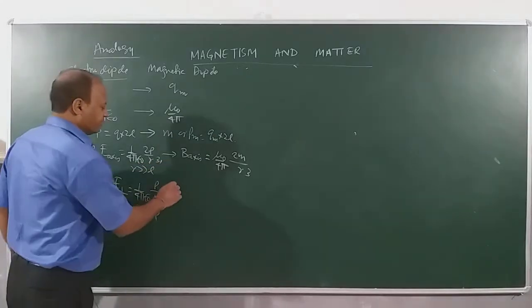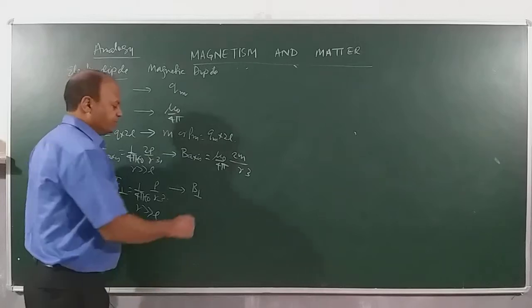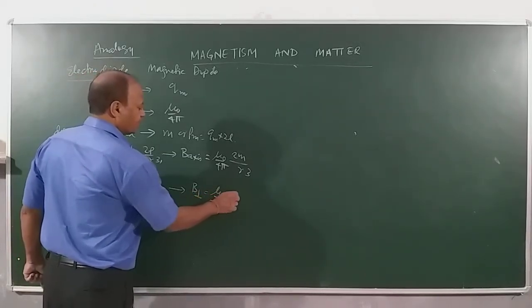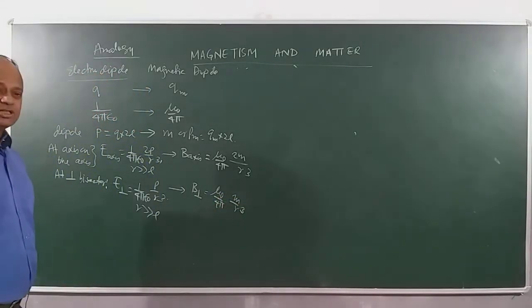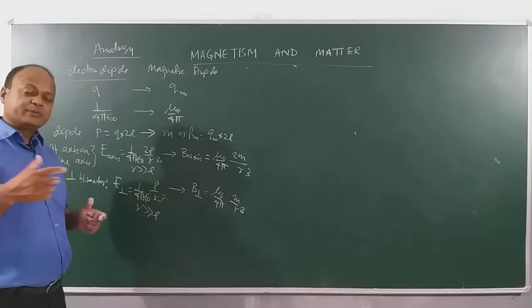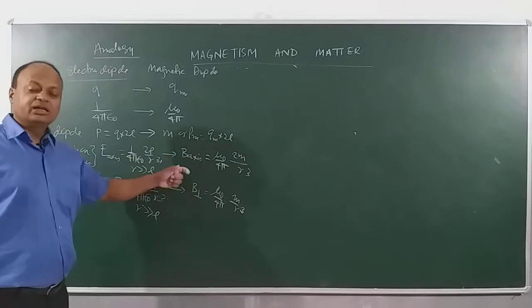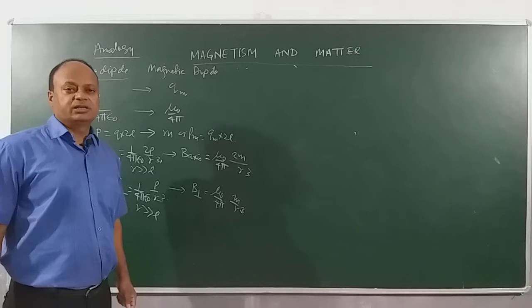Now if I compare it, the magnetic field at a point on the perpendicular bisector will be mu naught by 4 pi, m by r cube. So it is very easy to relate these terms, children, if you understand the analogy between electric dipole and magnetic dipole. Actually, we will be deriving both of these results, and we will see how exactly we are coming to this conclusion, right?